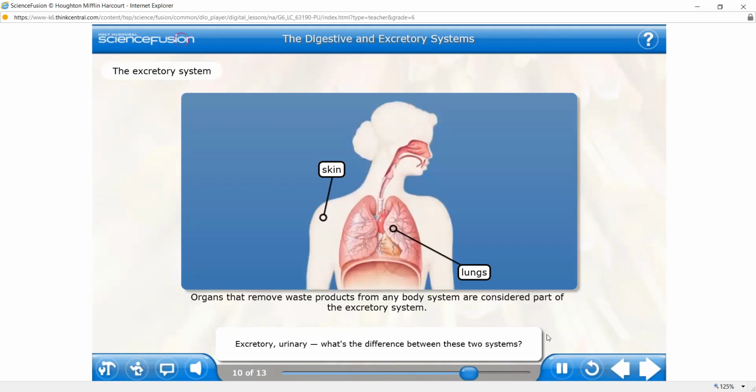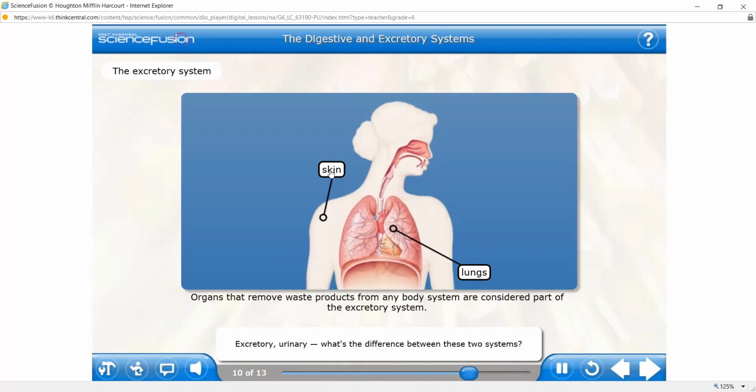Excretory, urinary. What's the difference? Girls, it doesn't mean only through urine. Something which is waste comes out in the form of water. Even your skin releases excess salt from your body. Maybe when you were a kid and you tasted your sweat, it is salty, right? Every kid does that actually. So organs that remove waste products from the body systems are considered part of the excretory system. That sweat is also an excretion.